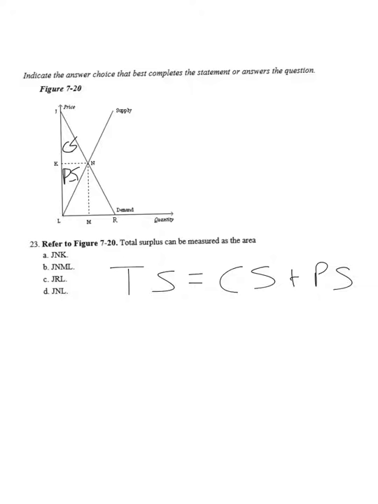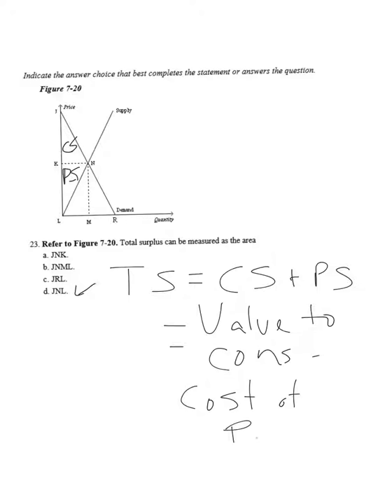Another way to think through this problem is to consider this overall definition of total surplus. We learned that total surplus is the value to the consumers minus the cost of production. And the value to consumers is described by the demand curve. The cost of production is described by the supply curve. So it'll be that same large triangle.